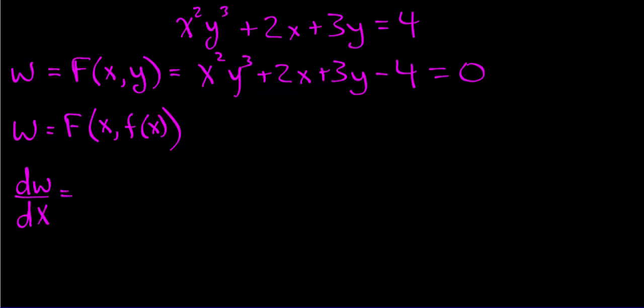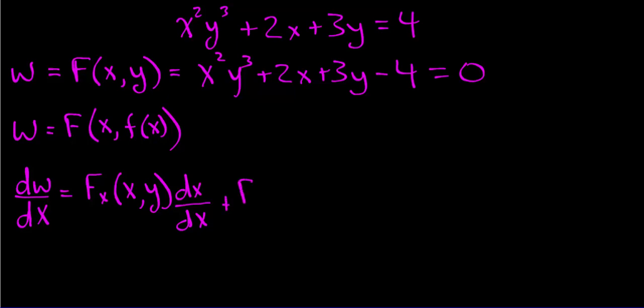Well, we're going to use the chain rule. We're going to take the partial with respect to x times dx dx, right? Which is just 1. So what I'm doing is I'm kind of making it fit into what we just looked at with the chain rule earlier.